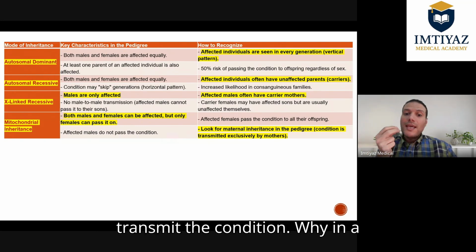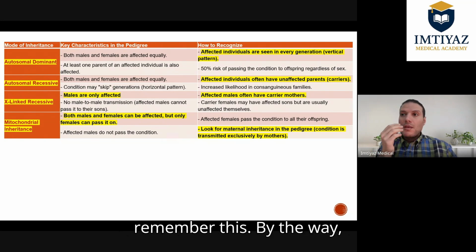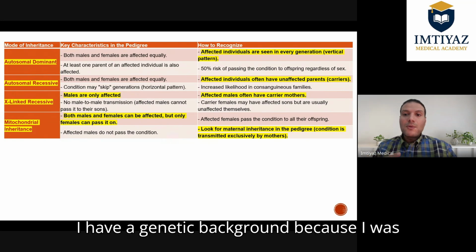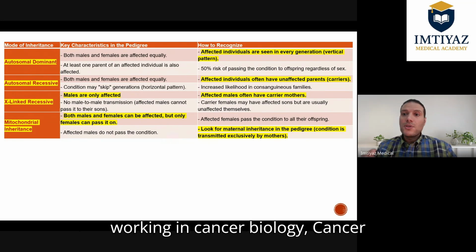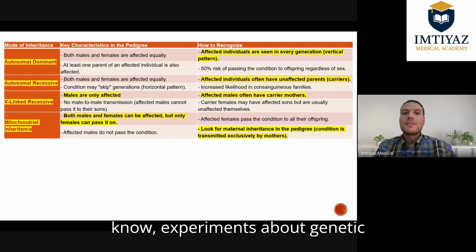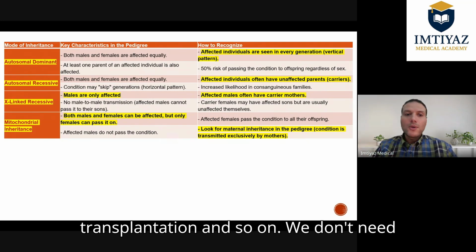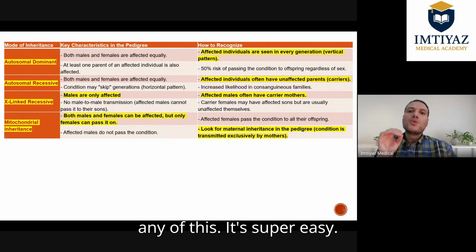Why? In very basic genetic information, if you remember this. By the way, I have a genetic background because I was working in cancer biology, cancer research in Japan. And we had many experiments about genetic modification, manipulations, stem cell transplantation, and so on. We don't need any of this. It's super easy.